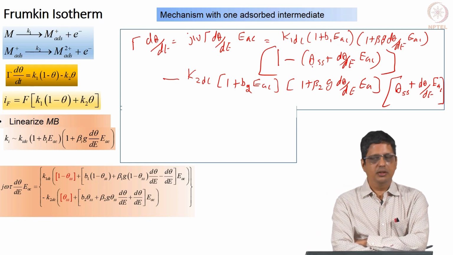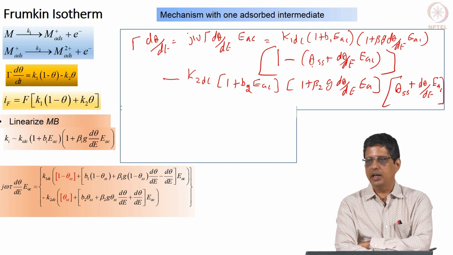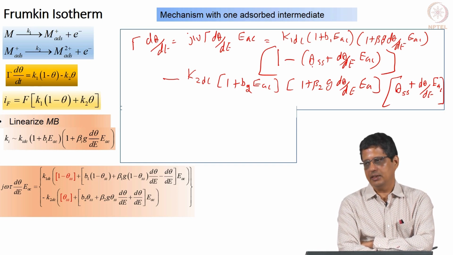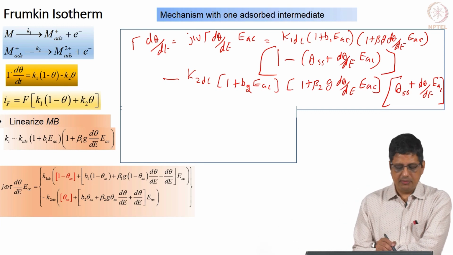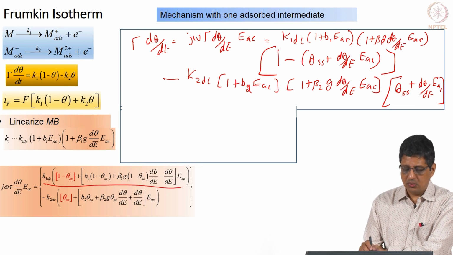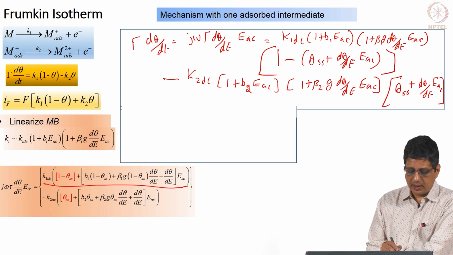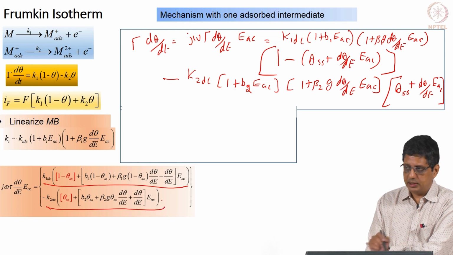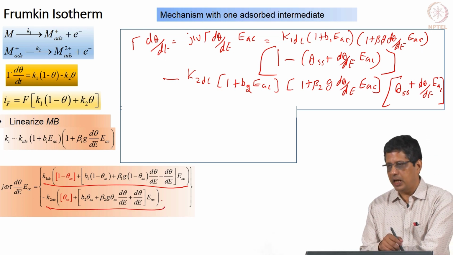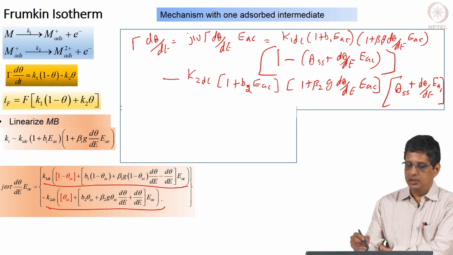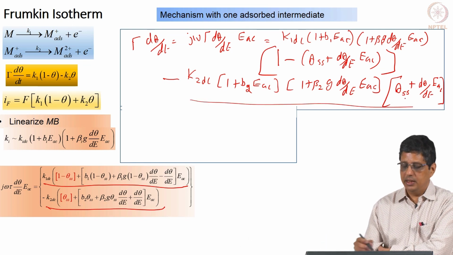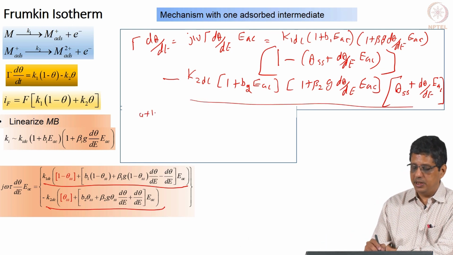So, sometimes in different notation when people write, they will write 1 minus theta SS as theta V SS, theta vacant site. The first term has to give rise to what I have written here on the top, and the second term to what is written on the bottom, assuming that I have done it correctly. So, if you look at the second term here, it is like A plus B, C plus D, E plus F.